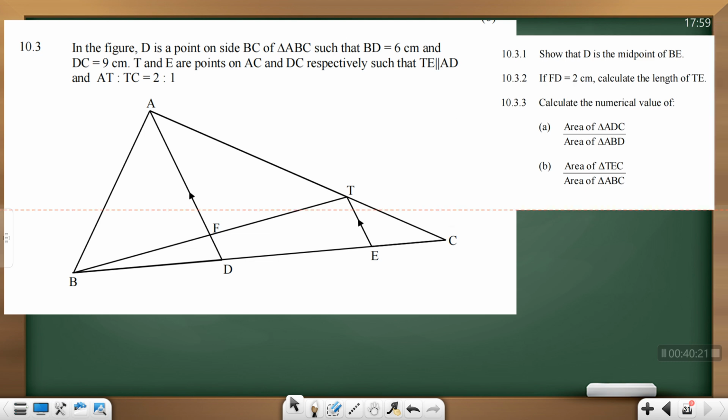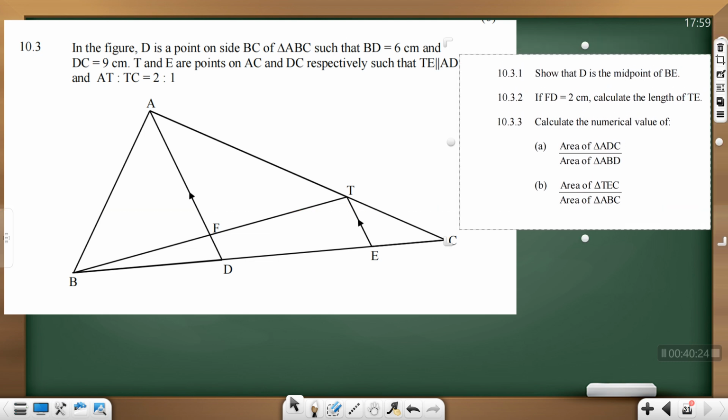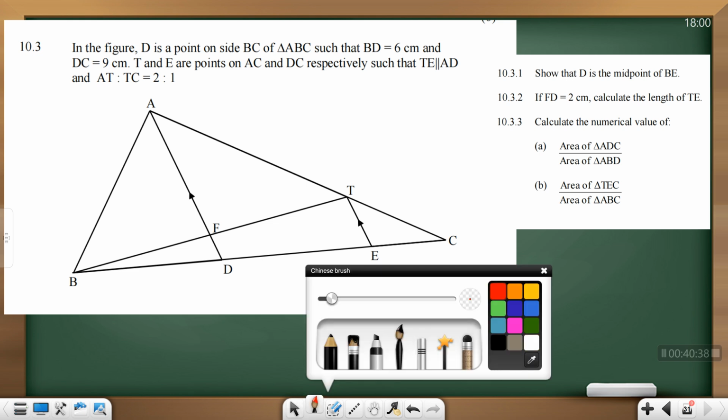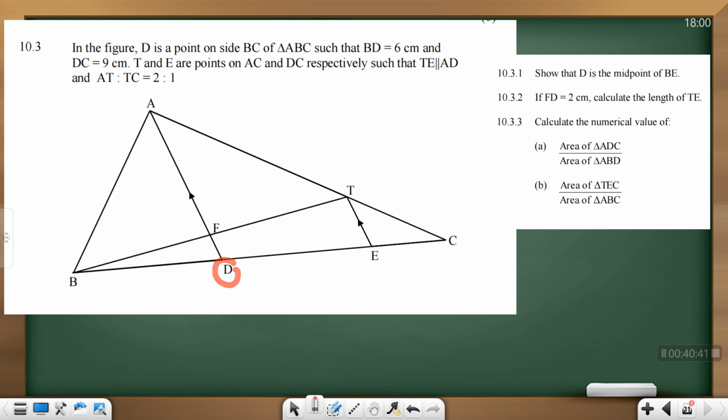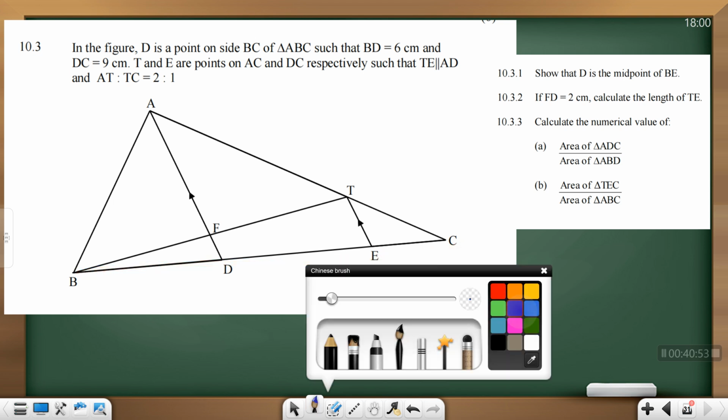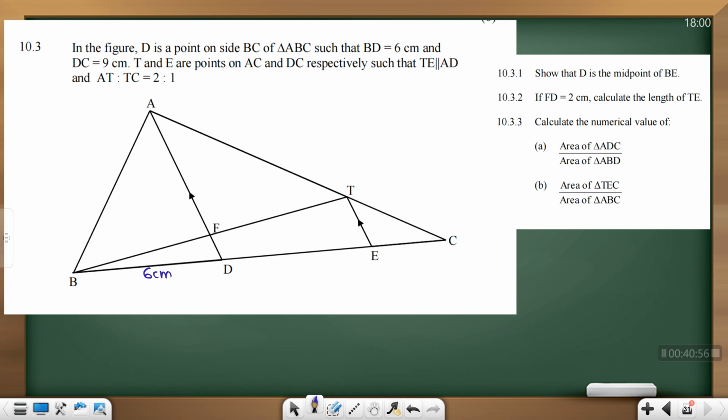How will I start approaching my grade 12 Euclidean? I start by reading and making my small notes. In the figure, D is a point on the side BC of triangle ABC. Let's go trace. I like to first find where those points are. D is a point on the side of what? BC. All right. What is BD? 6 centimeters. So I'm going to come here and write the value. What is DC? 9 centimeters. Be careful how you label.